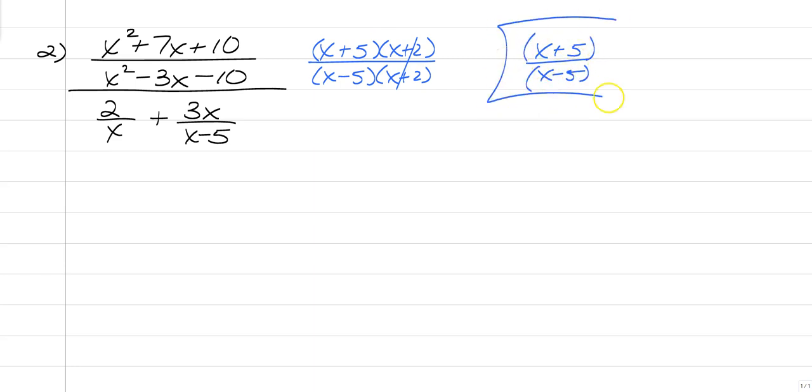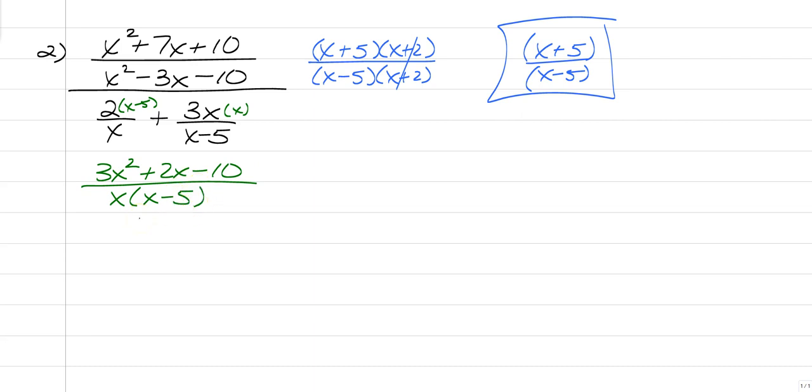And then what you need to do is simplify the bottom. This side needs an x minus 5, and this one needs an x. So that's going to give you 3x squared plus 2x minus 10 all over x times x minus 5. Now you would want to check to see if this can be factored. I can tell you that it cannot be factored. This is prime, but always check just to make sure, because if it can be factored, you would want to, so you can try to simplify some more.